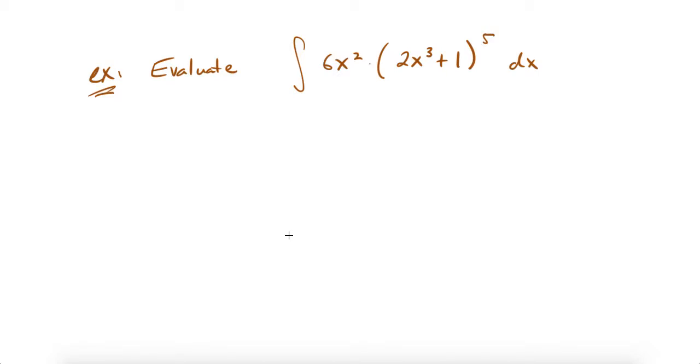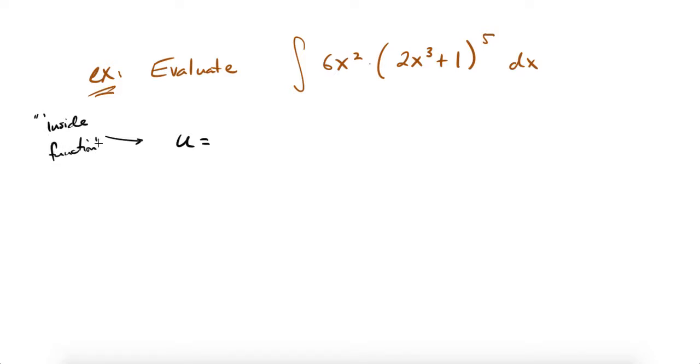So say we want to evaluate something like this. Now, you may or may not immediately observe the derivative relationship here, but we're going to give you some structure for thinking about how to do these problems. So the first thing we want to do is try to identify a candidate for u, where u is the inside function.